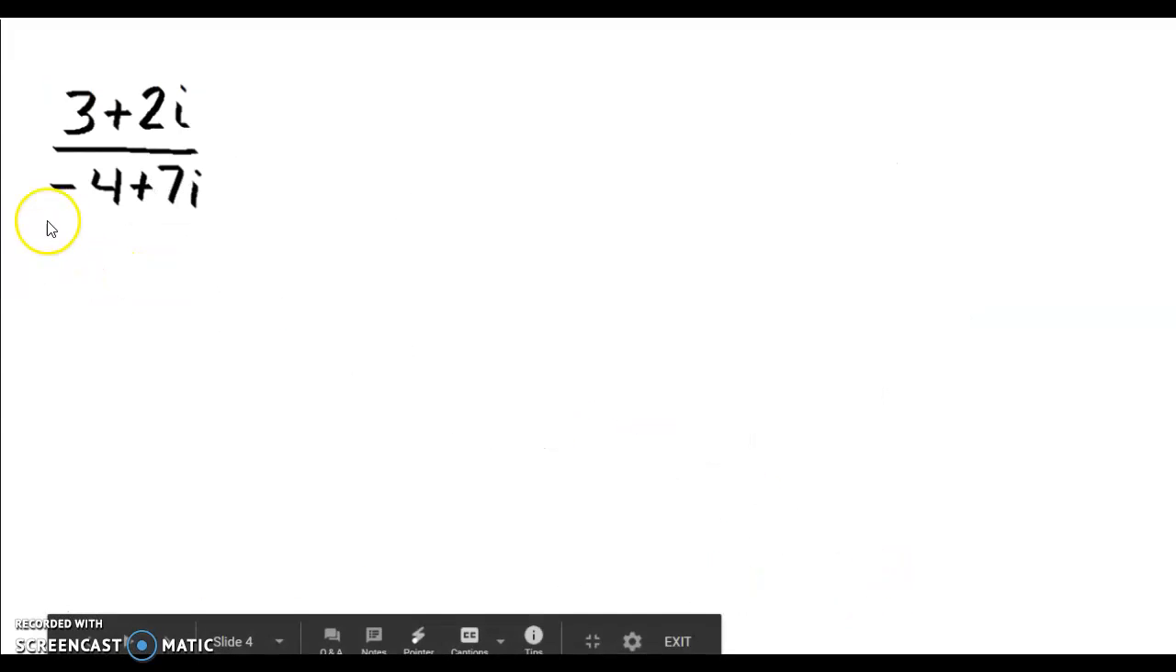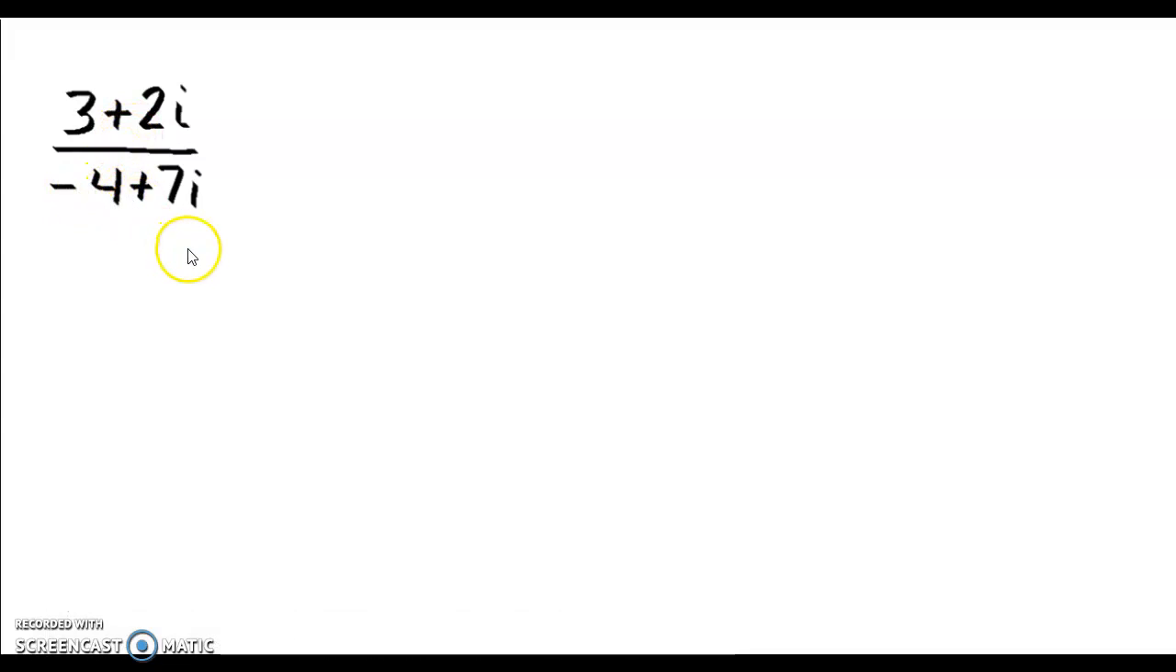So here's our problem again, 3 plus 2i over -4 plus 7i. We're going to multiply by the conjugate over itself. So -4 minus 7i over -4 minus 7i. Recall that for a conjugate, I change the sign just on the imaginary. So if it's positive over here, it's negative here, and vice versa.